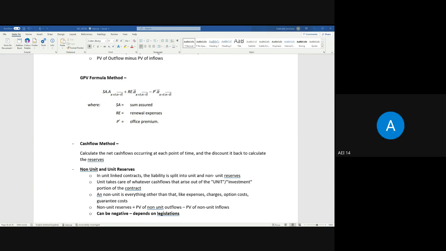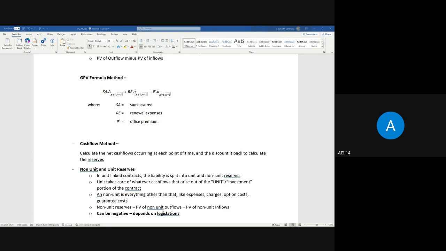So different legislations can have different rules as to whether non-unit reserves can be negative or not, like whether negative reserves can be held or not. Most of the time it's a regulation that you have to zeroize any negative reserves. So in essence, no company would be able to hold any negative reserves in respect of any policy. But again, a lot of rules and legislation are specific to territories. In some territories you would be able to hold them, but wherever you can, there will be many rules around it, and there are some rules that we'll study here as well.